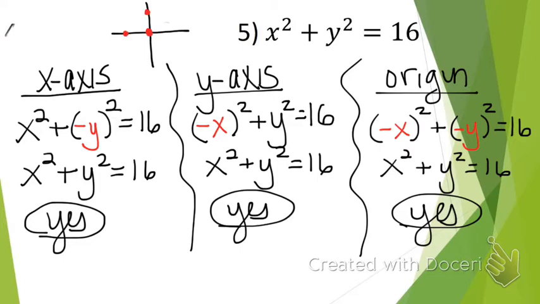So if you were to draw this circle, you could see that the graph of a circle, if you fold it on the y-axis, both halves will match up. If you fold it on the x-axis, both halves will match up. And if you take the circle and rotate it 180 degrees, it is still going to be a circle. That concludes the end of Unit 1.